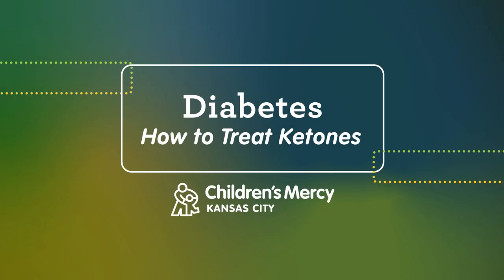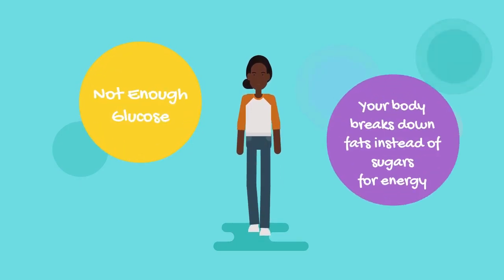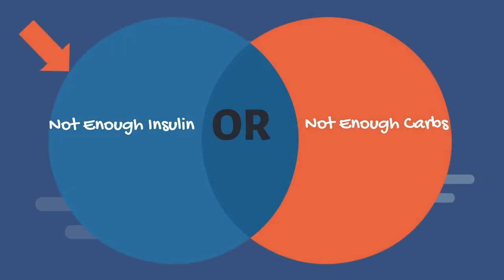Welcome back to our lesson on ketones. In this video, we are going to learn how to treat ketones. Remember, ketones form in the body when there is not enough glucose for the body to use for energy and the body starts using fat for energy instead. This can happen when there is not enough insulin to get the glucose into the body, or you are not eating enough carbohydrates to make glucose, such as when you're sick.